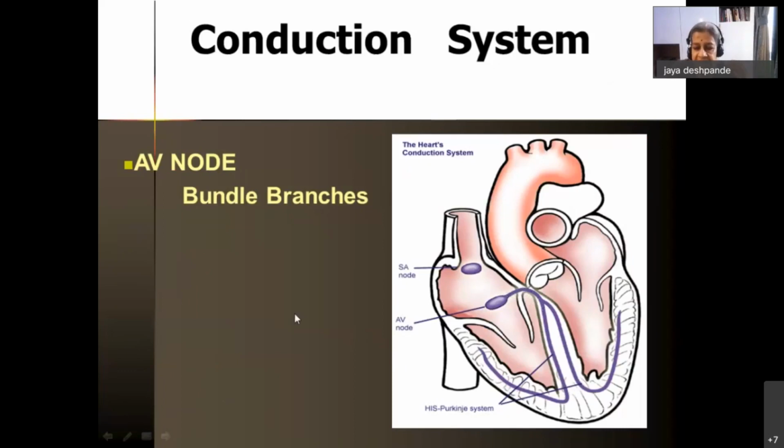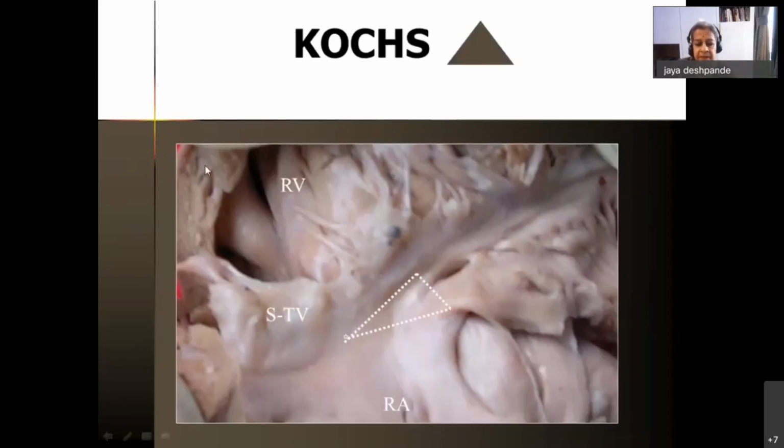And therefore, for defects in the membranous septum, you will obviously have to see how the conduction system is oriented. So see, this is the right atrium, the right ventricle, septal tricuspid leaflet.